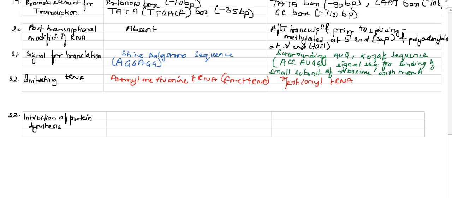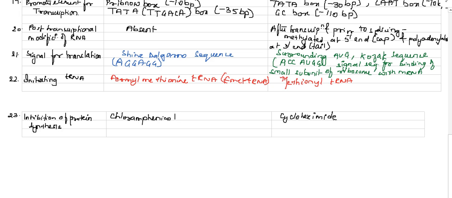Okay, last is inhibition of protein synthesis. So in case of prokaryotes, the antibiotic chloramphenicol inhibits protein synthesis by inhibiting bacterial ribosome. And in case of eukaryotes, it is cycloheximide, which inhibits the protein synthesis.